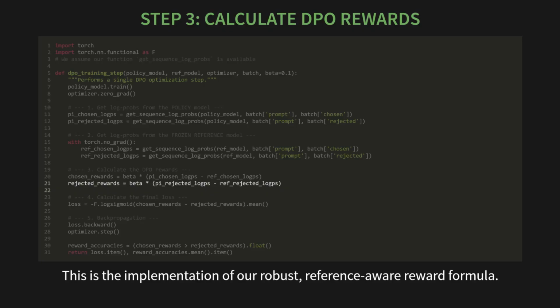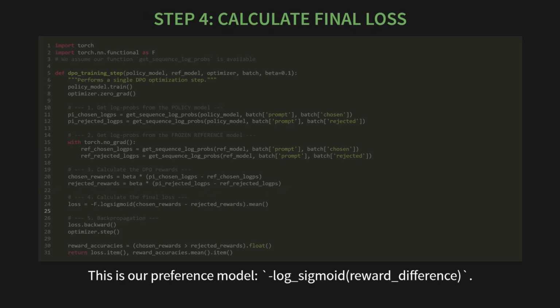Step 4. Calculate final loss. We're so close. We have our rewards. Now we just plug them into our preference model. You can see it right there. The loss is equal to the negative of F.logsigmoid of the chosen rewards minus the rejected rewards. And we take the mean across the batch. That's it. This is our preference model. Negative log sigmoid of the reward difference.